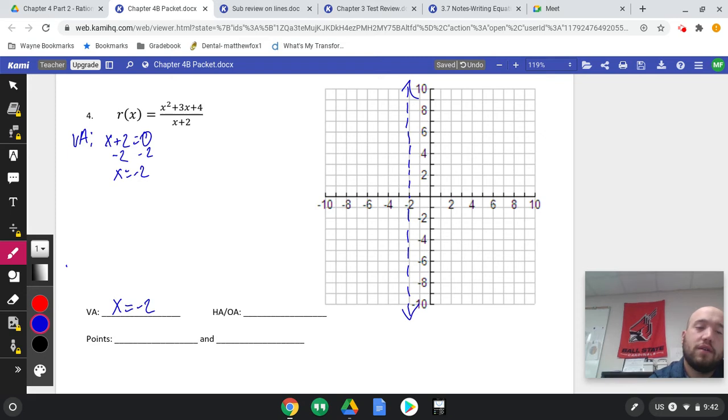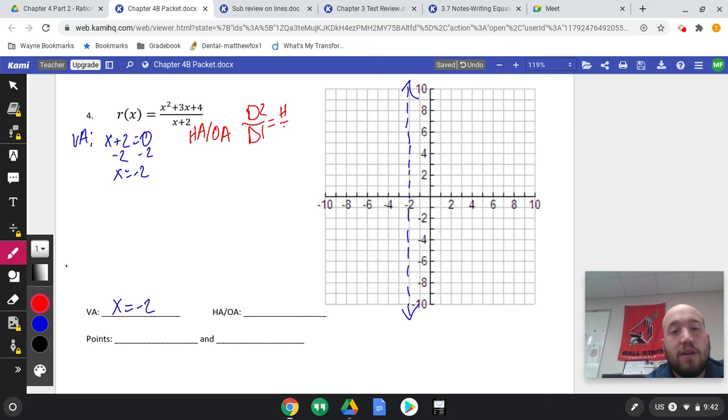Okay, so now we need to decide, is it horizontal or oblique? Once again, we have to check the degrees. Degree 2 on top, degree 1 on the bottom. So that's high over low by a degree of 1, which means we know it is going to be oblique. And once again, we need to do some long division.